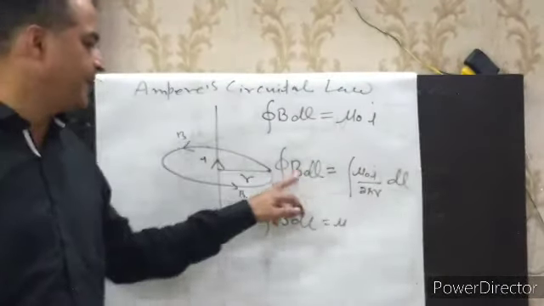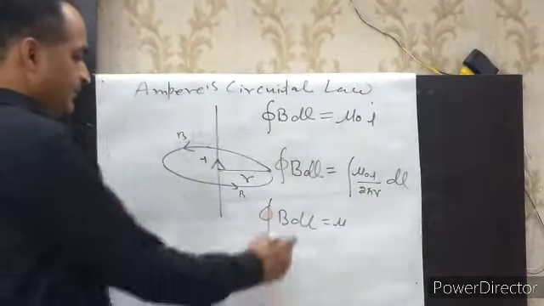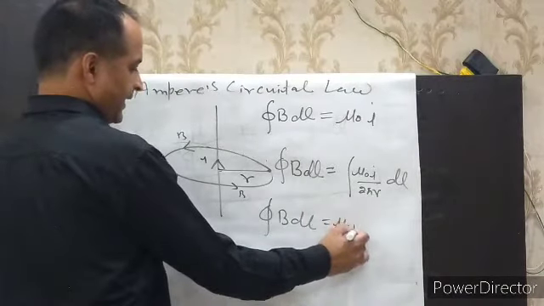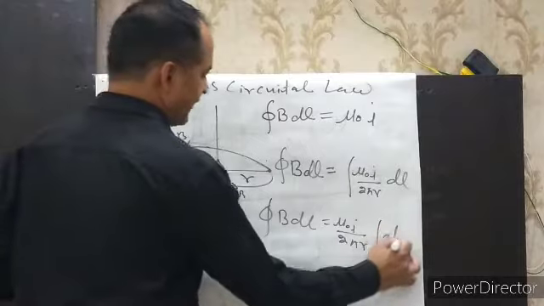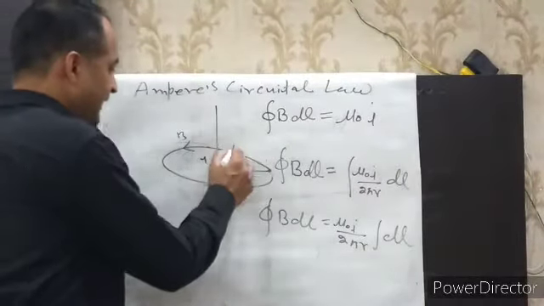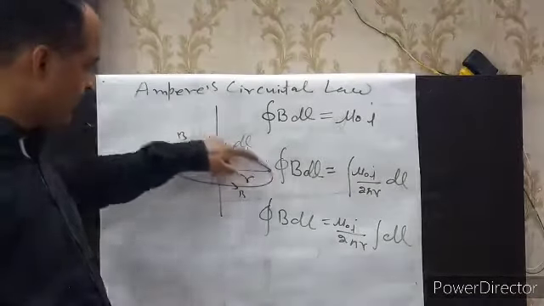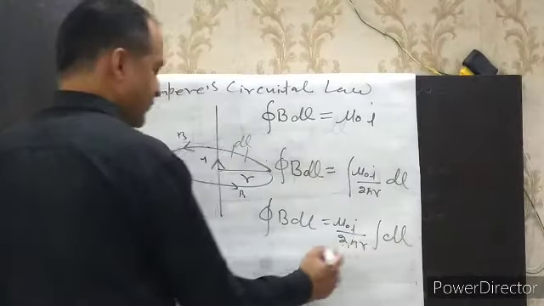This is the value of B, mu naught I by 2 pi r, and this is dl. Clear? Then the integration of B dl is equal to mu naught I upon 2 pi r times the integration of dl. So which line are we integrating? We are taking an element dl on this line. Then we will get the circumference of the loop, which has radius r, so the length is 2 pi r.